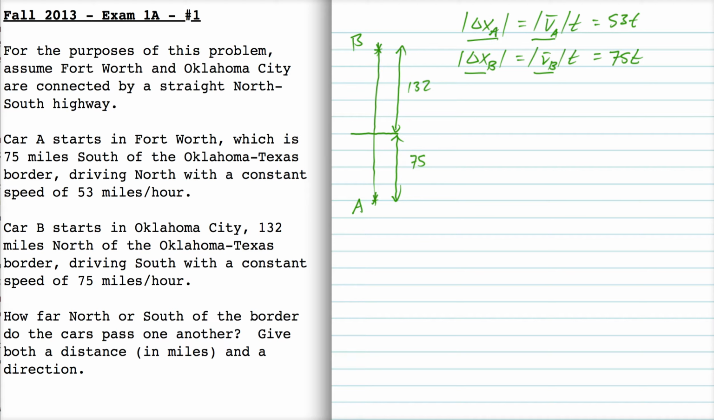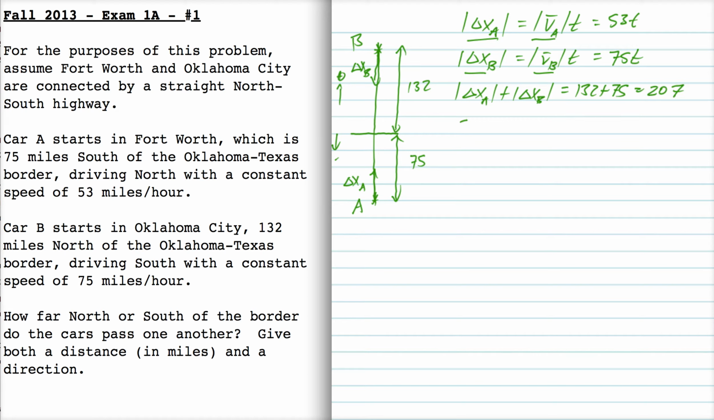Normally in a problem like this, I might define this direction as positive and this direction as negative, which would mean that the B displacement, which points in this direction, delta xb, would be negative, and the A displacement would be positive because it points up. But in this case, it's easier just to add the distances because I know the two distances have to add up to 207. That is, the distance delta xa plus the distance delta xb is 132 plus 75, which is equal to 207.